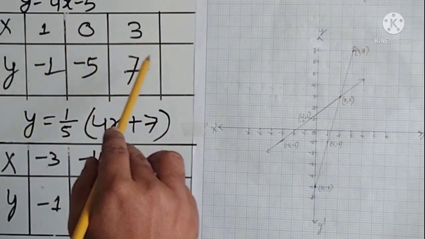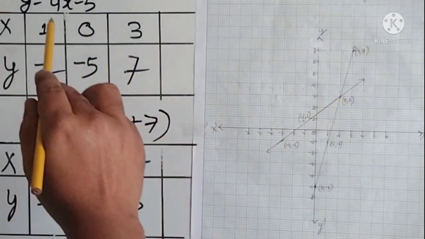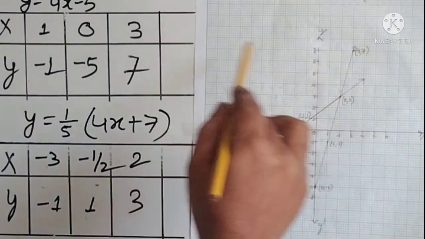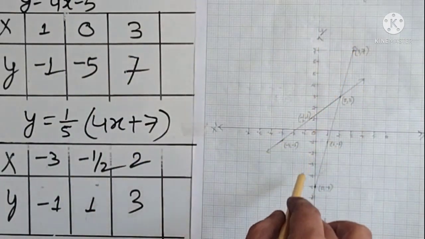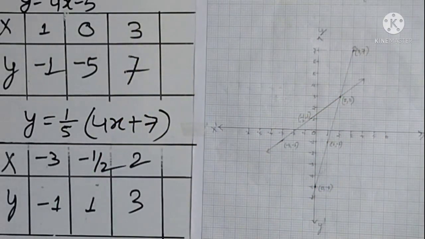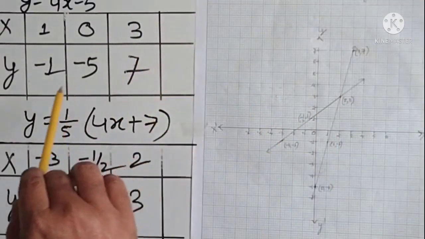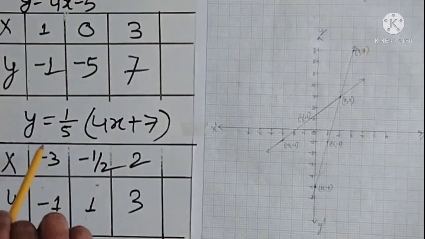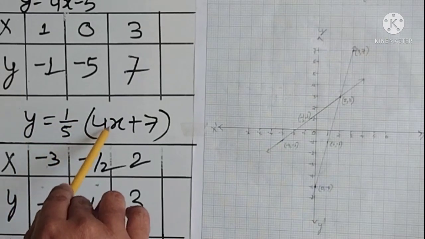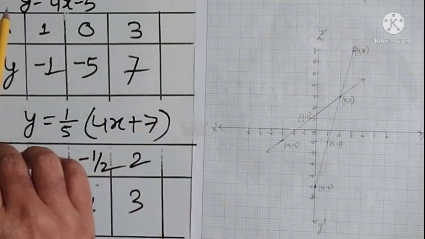So now we have plotted for one equation. So just draw the line. So one part of the question is over, but here we have two equations. So we will plot the graph for the next equation, y is equal to 1 by 5 (4x plus 7).